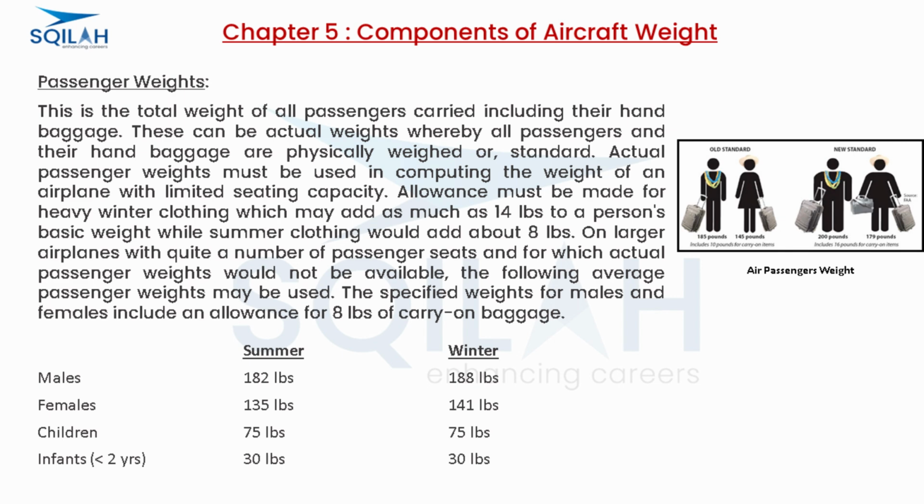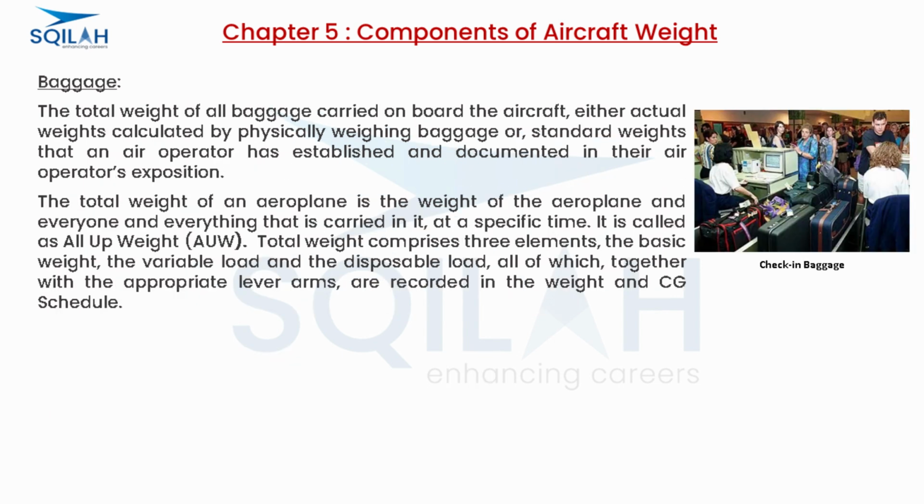On larger airplanes with quite a number of passenger seats and for which actual passenger weights would not be available, the following average passenger weights may be used. The specified weights for males and females include an allowance for 8 pounds of carry-on baggage. Baggage. The total weight of all baggage carried on board the aircraft, either actual weights calculated by physically weighing baggage or standard weights that an air operator has established and documented in their air operator's exposition.